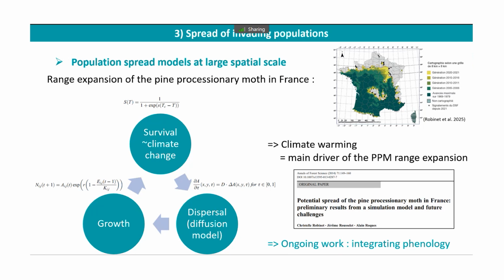So this model was useful to assess the role of climate warming, but it does not have a very high level of prediction, because the model can make some errors in some regions. So this is still ongoing work to increase the predictability of the results of the model. And as I said here, we plan to integrate phenology in this spread model.